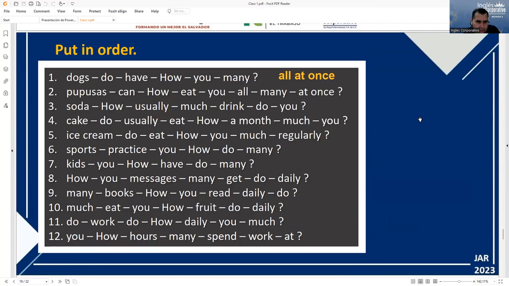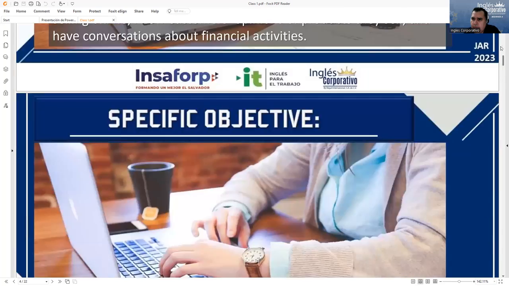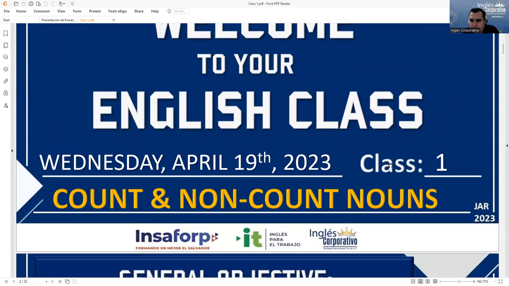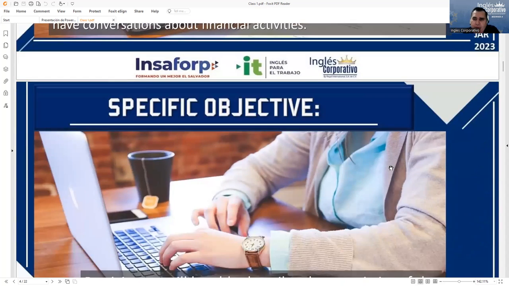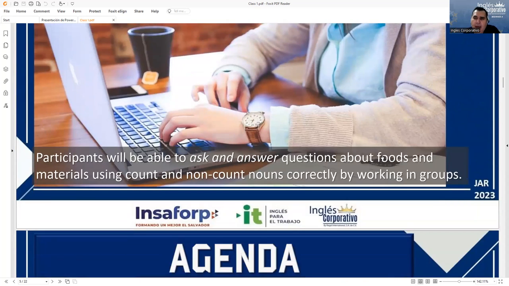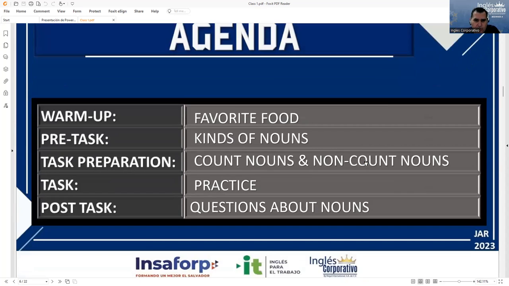Review. The topic is count and non-count nouns. And the purpose is to ask questions using how much and how many. How much ice cream do you eat? How many bananas do you eat? How much soda do you drink? How many beers do you drink? Okay, so put it like that.